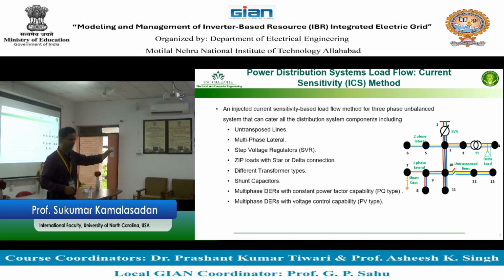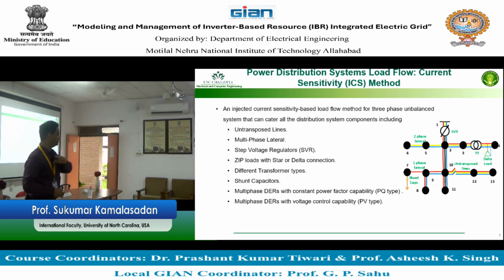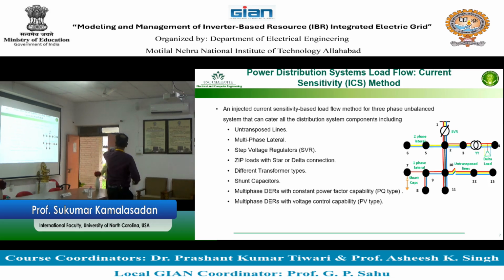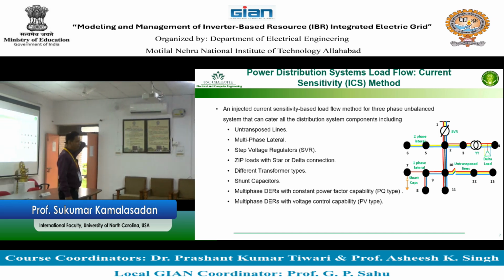Remember, there's like a tree, the tree comes and then you have laterals. Step voltage regulator, same as distribution voltage regulator, that's included. ZIP load with star and delta connections. You have Y and delta connections for the load. Different transformer types, shunt capacitors, and we have the IBRs sitting here, which are two different types of IBR modeling we have done so far in the power flow. What is the first model we call it? IBR acting as a PQ type. What do you mean by IBR acting as a PQ type?